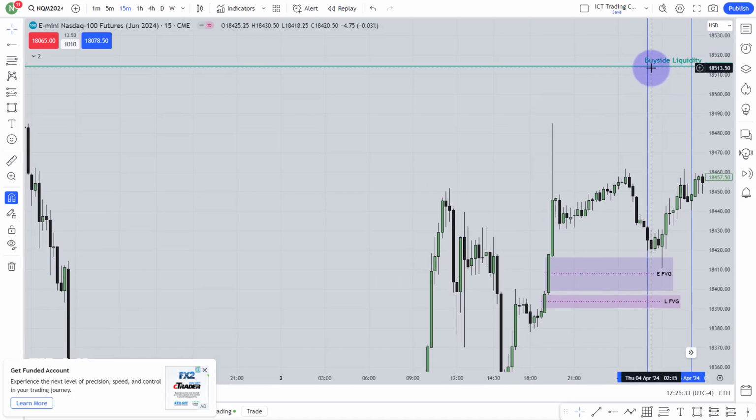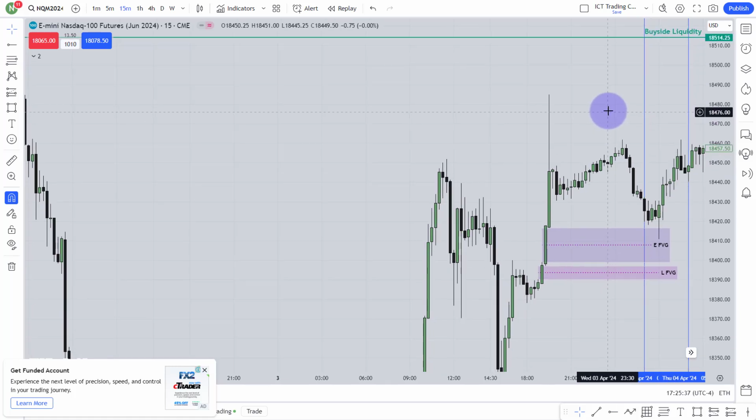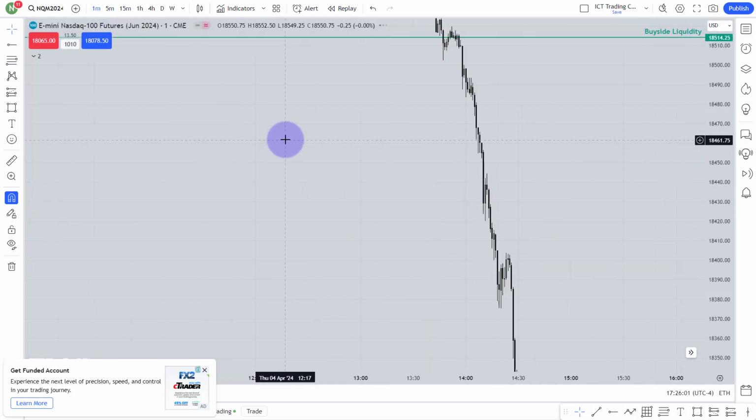So if you are thinking that the market is going higher toward that buy side liquidity, all you have to do is wait for price to reach that entry fair value gap or the last fair value gap. When the market comes to that entry fair value gap, don't care about any other fair value gap above the entry fair value gap or the last fair value gap. Both of the fair value gaps are important. When the market reaches that entry fair value gap, you will go to the 1-minute chart, okay?